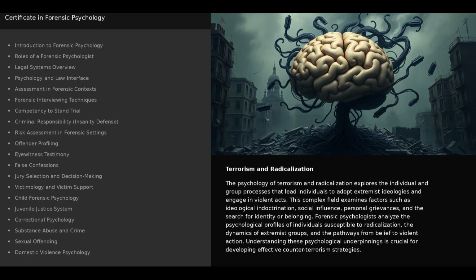Terrorism and radicalization. The psychology of terrorism and radicalization explores the individual and group processes that lead individuals to adopt extremist ideologies and engage in violent acts. This complex field examines factors such as ideological indoctrination, social influence, personal grievances, and the search for identity or belonging. Forensic psychologists analyze the psychological profiles of individuals susceptible to radicalization, the dynamics of extremist groups, and the pathways from belief to violent action. Understanding these psychological underpinnings is crucial for developing effective counter-terrorism strategies.